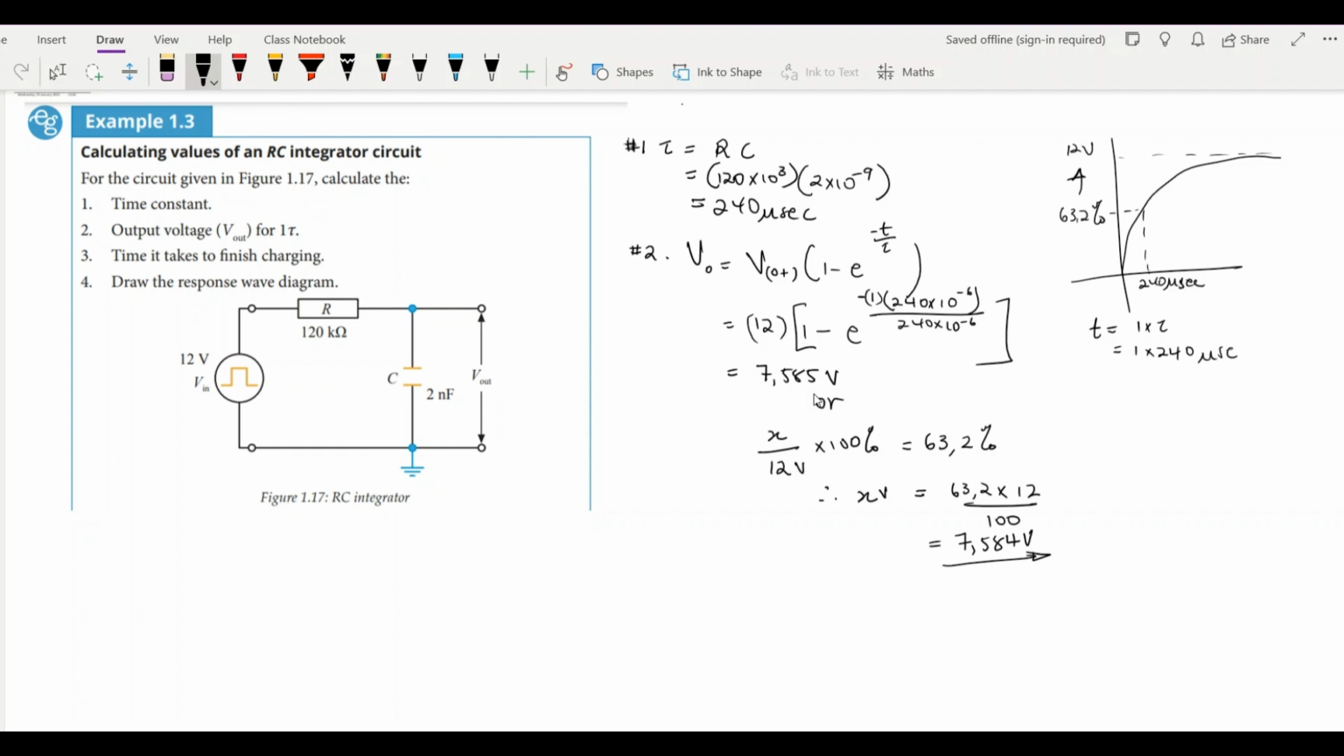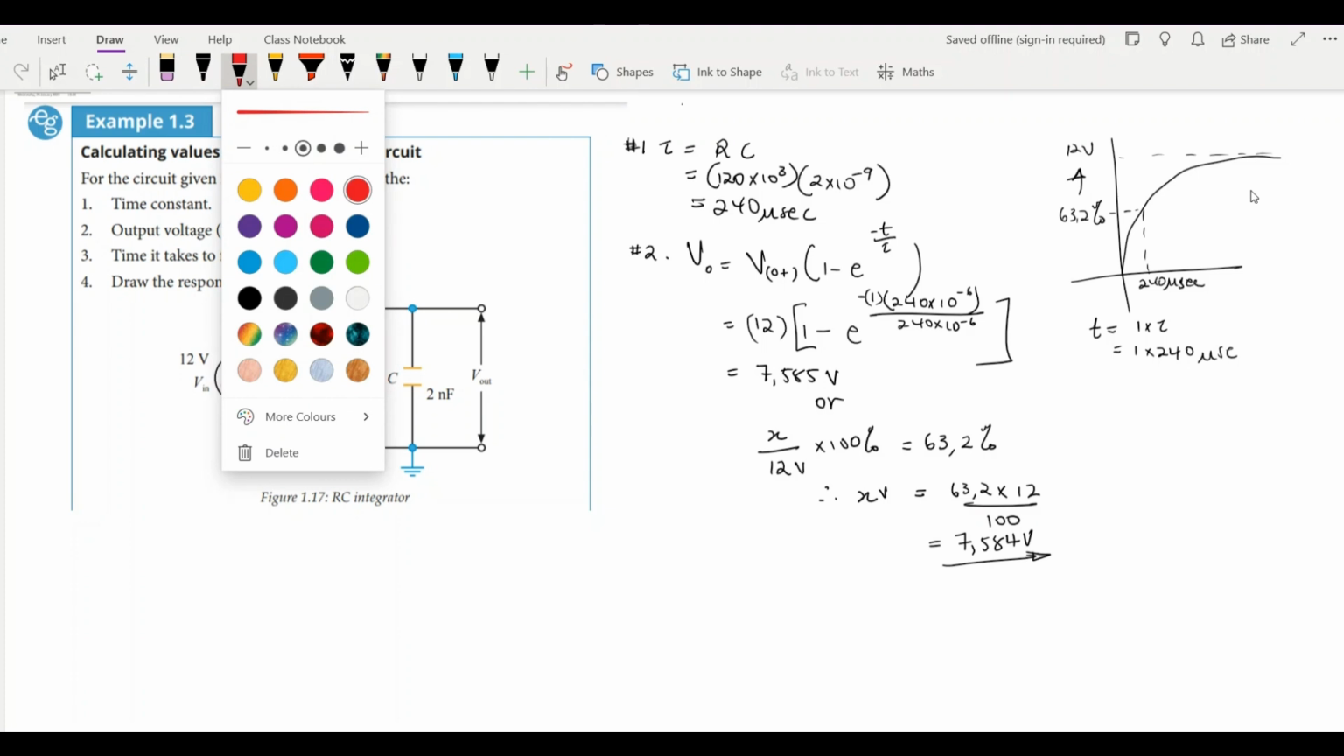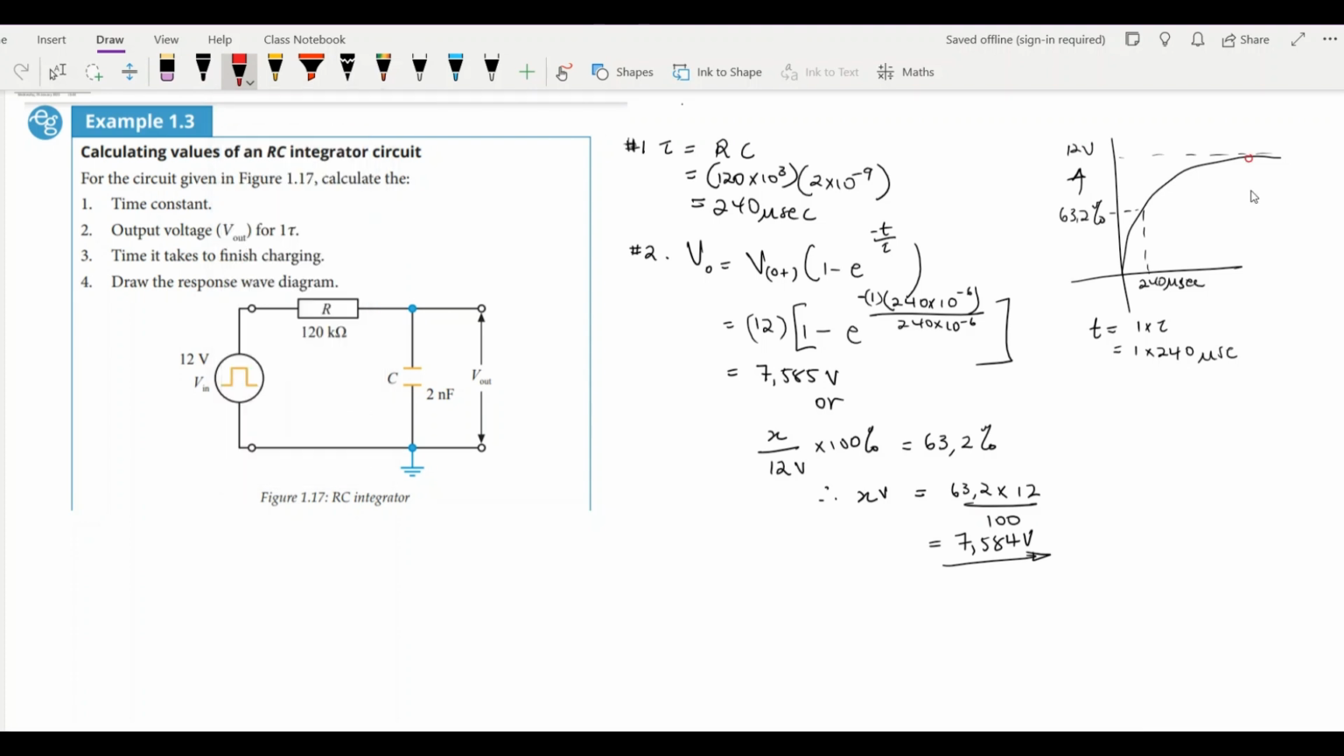63.2%. And at five time constant, which is the value just right here, the capacitor would have charged 99.9% or 99.7%. Usually it's 99.7%. Anything above 5 would just get you closer and closer to the 12 volts.